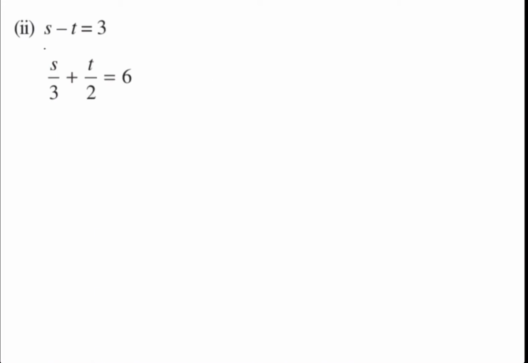Okay, here comes question number 2. Question number 2 is saying s minus t is 3 and s by 3 plus t by 2 is equal to 6 are my equations. So first of all, let me write s in terms of t. So s minus t is equal to 3, which means if I transpose t to the other side, s is equal to 3 plus t.